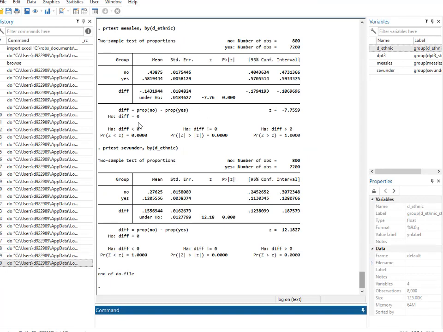You find in each case the result is again highly significant, that the proportion for the non-ethnics is lower for getting the measles vaccination, and for non-ethnics is higher in terms of the severely underweight children. So definite evidence in both cases again of disadvantage for the minority ethnic groups in terms of access to healthcare and health outcomes.